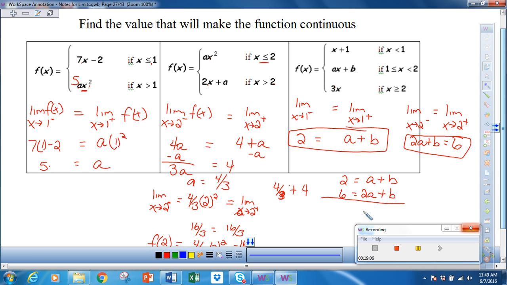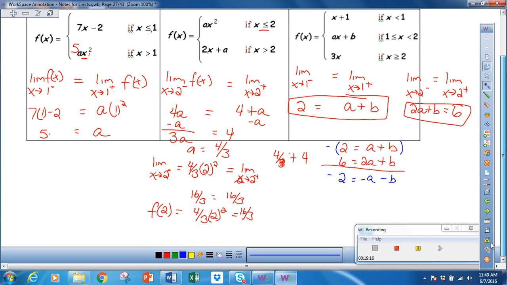I'm going to multiply the top by negative. So that's going to give me negative 2 is equal to negative a minus b. Adding those using elimination, adding this equation to this equation. I'm sorry, I didn't mean to put that negative there. I was trying to put a check there. That's not negative. I'm going to get rid of it.